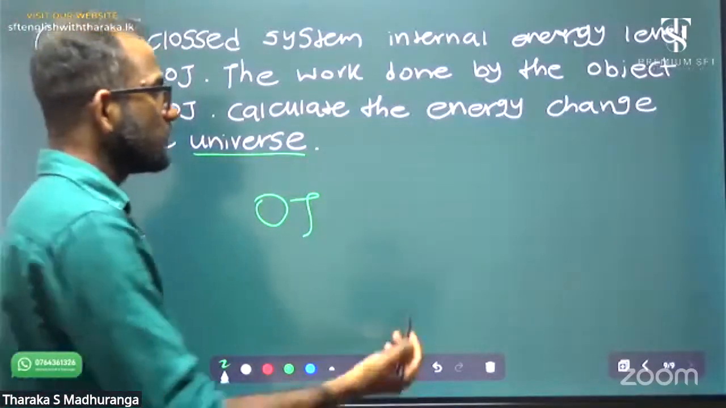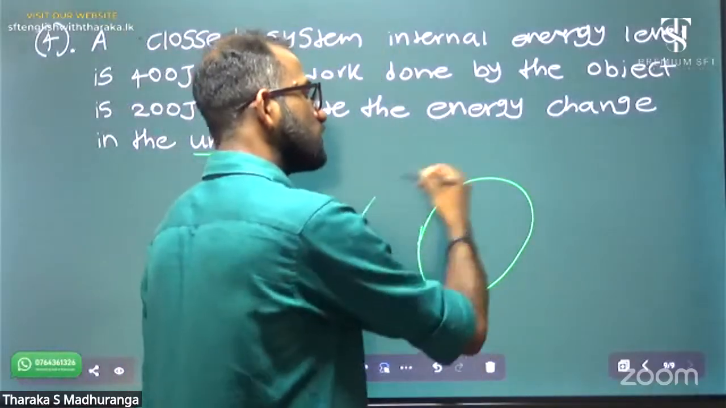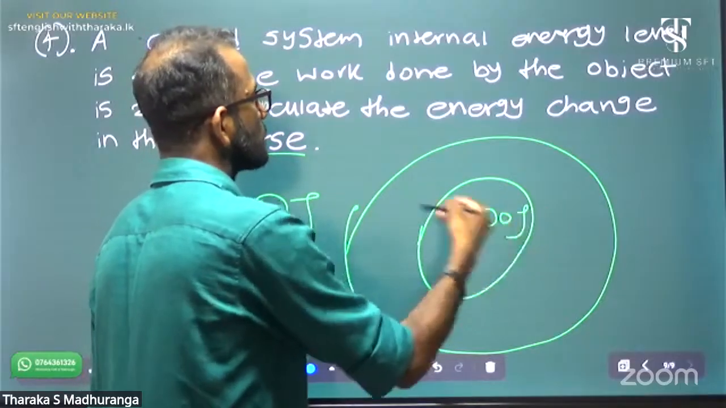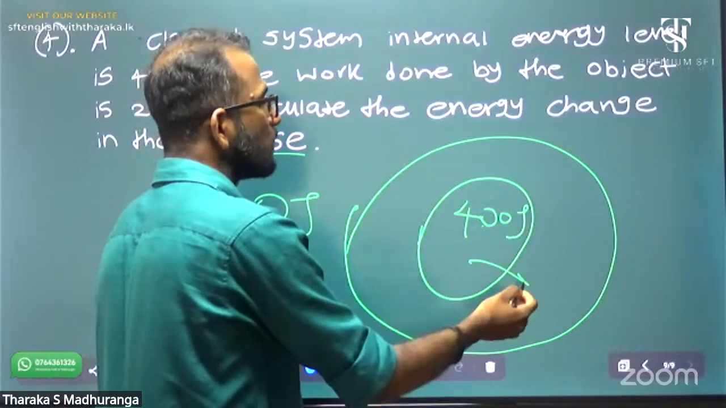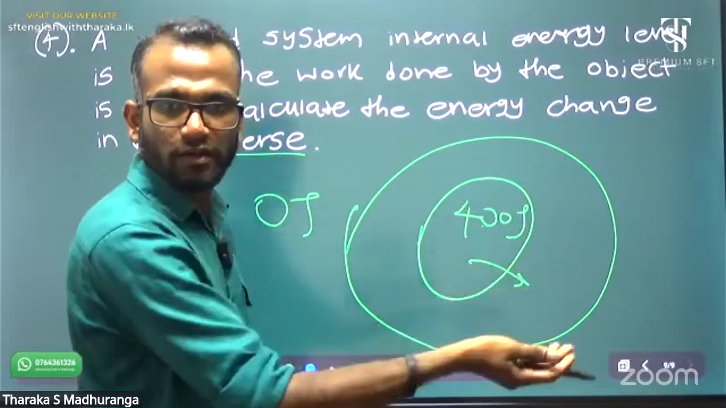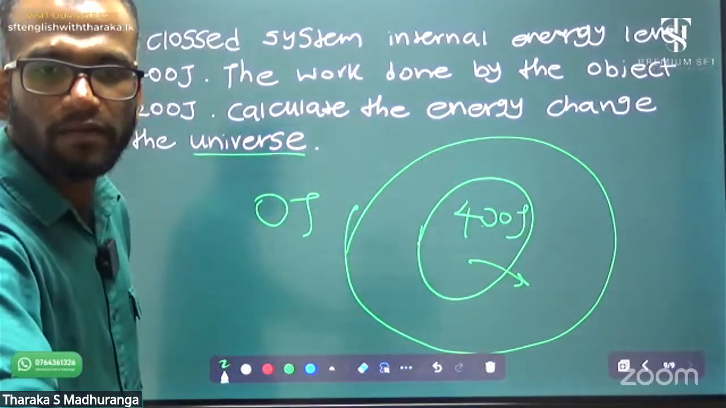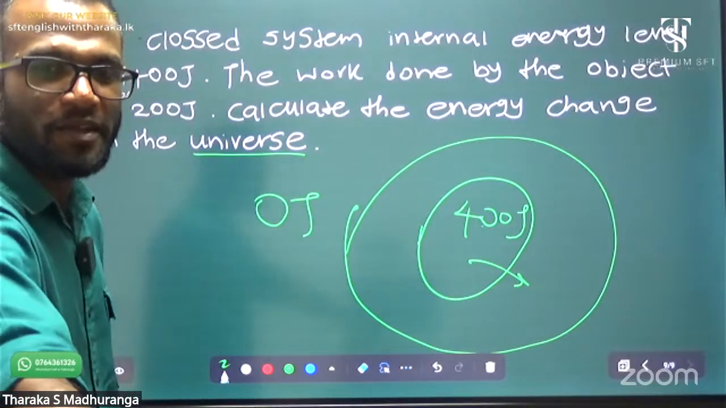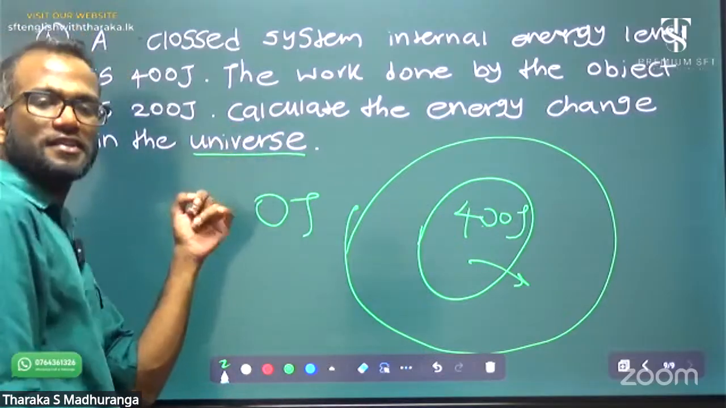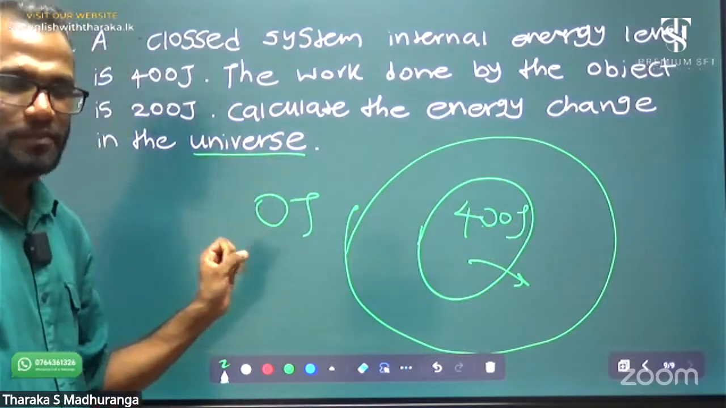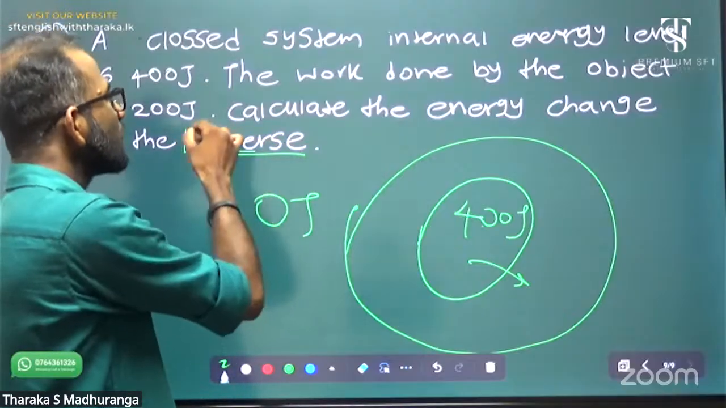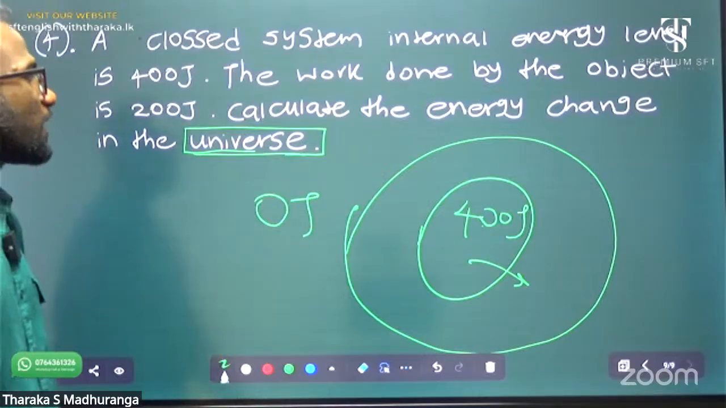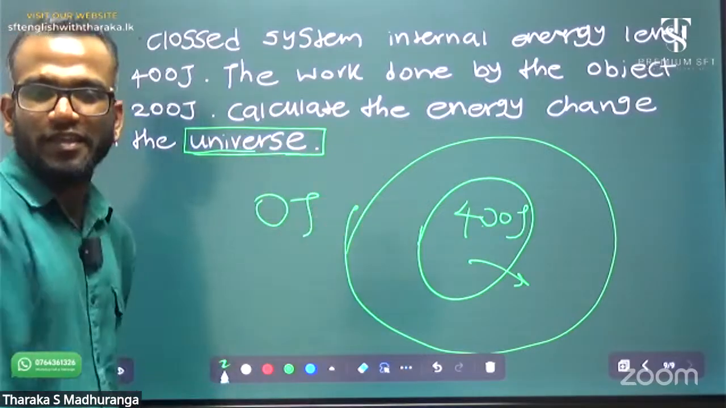Why? This is a system and this is a universe. The system contains 400 joule. The work done by me. No. Yeah, system energy change correct, 200. You are correct, Madhav. But the question is universe energy change. That's why I told you to highlight it. Universe.